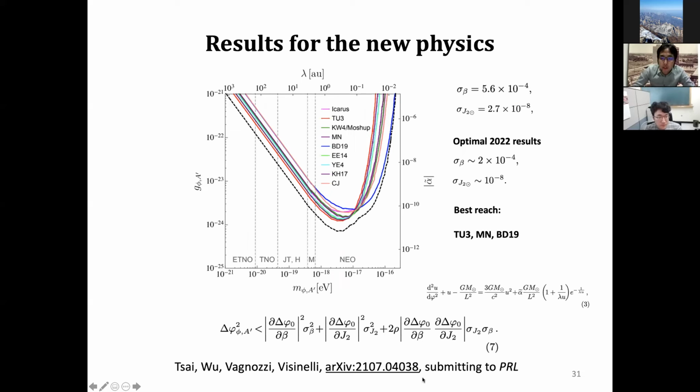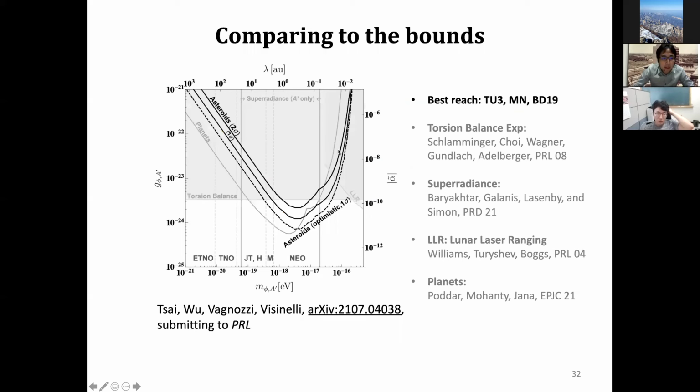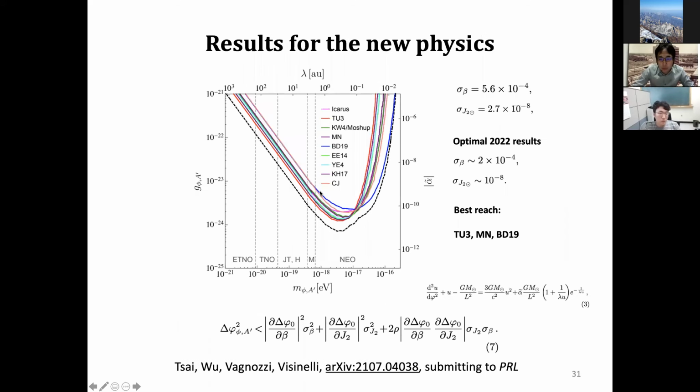So again, we solve for the equation, we solve for the new physics and require it to be smaller than the uncertainty budget for the precession for these results. And you can see that the best reach is from the TU3 asteroids, MN asteroids, and BD19 asteroids. So we combine the best ones into this one curve. And we also do a 1 sigma and 2 sigma curve. And because they have optimistic results, we also did an optimistic sensitivity reach. So this is roughly the sensitivity reach.